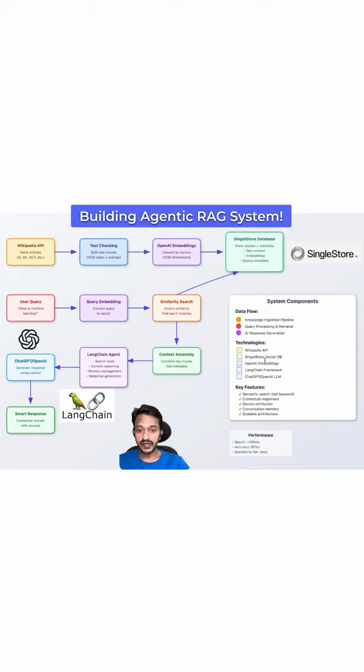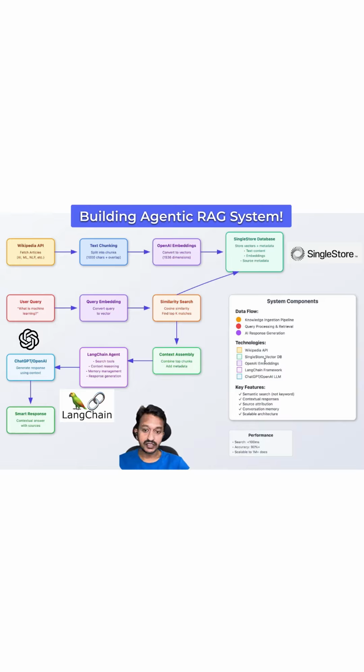So first, let me show you exactly what we're building. This isn't just another chatbot. This is an intelligent agent that can ingest knowledge from external sources like Wikipedia, process and understand that information using embeddings, and store it intelligently in a vector database like SingleStore. Search semantically, so not just keyword search, but actual meaning. It finds the actual meaning so that the context is retained, and it does generate contextual responses with source attribution. So this is what we're building, and here is the complete architecture breakdown.